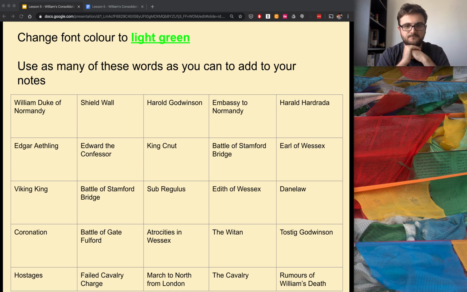So I would now like you to change your font colour to light green, and I'd like you to look back at those images and try and add as much as you can using these keywords as sparks and prompts. Pause the video now, look at each of those words carefully and add anything that you've missed in light green to the images you've just been looking at. Pause the video now.